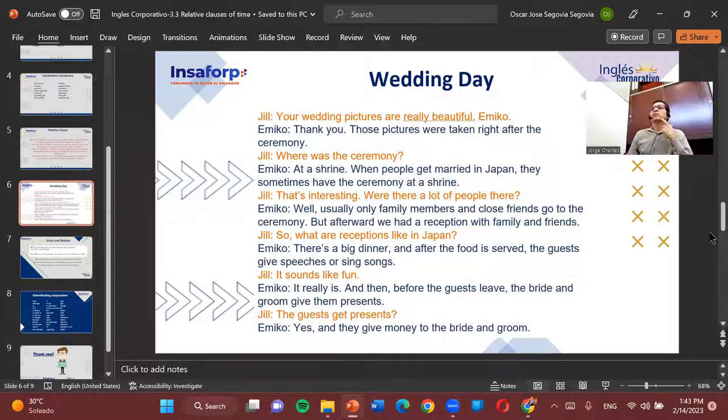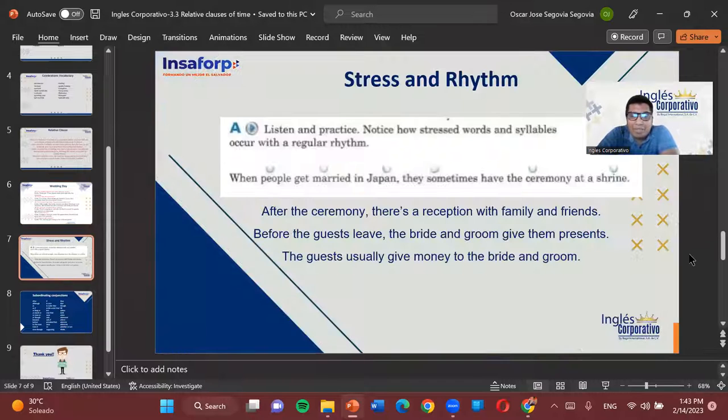Okay, very good. Very, very nice. Well pronounced all the way. Very good, guys. Okay, now let's move a little bit into this. We're going to discuss now just a bit of what stress and rhythm is. So we have this specific sentence over here. When people get married in Japan, they sometimes have the ceremony at a shrine.